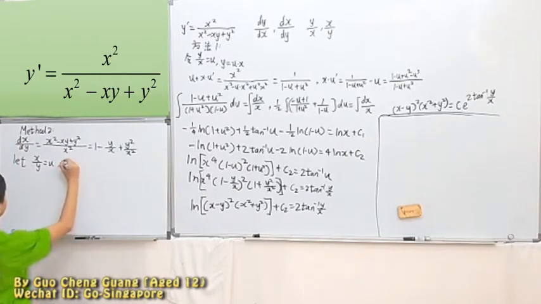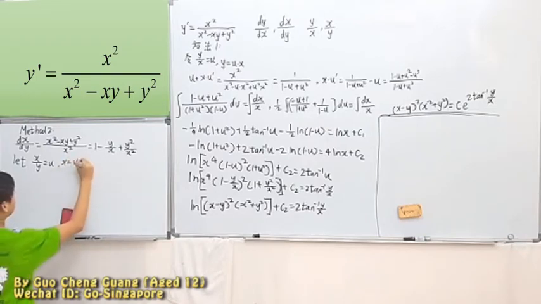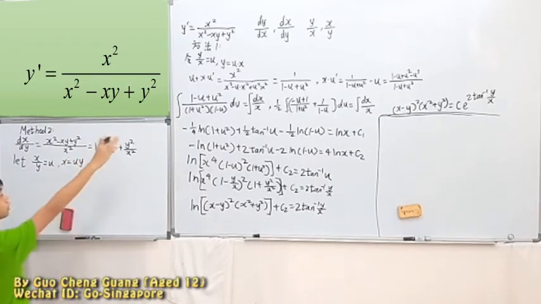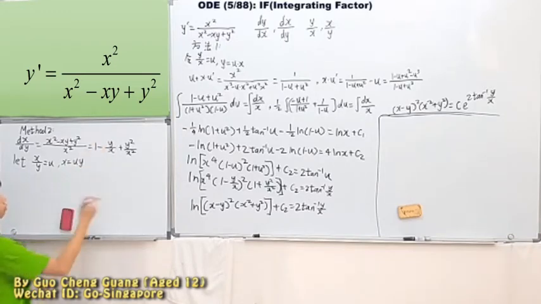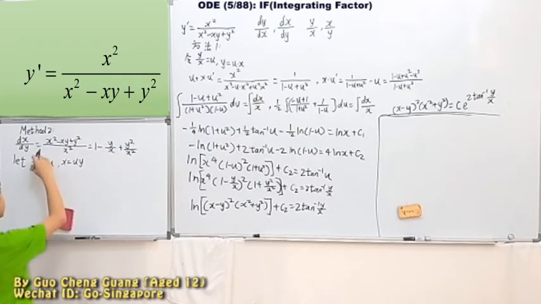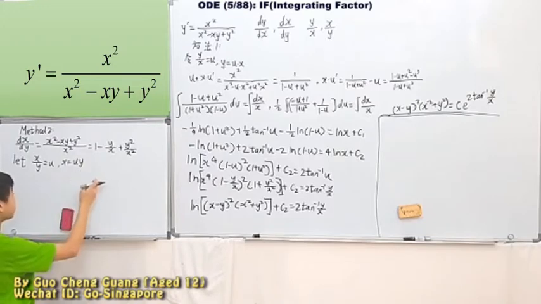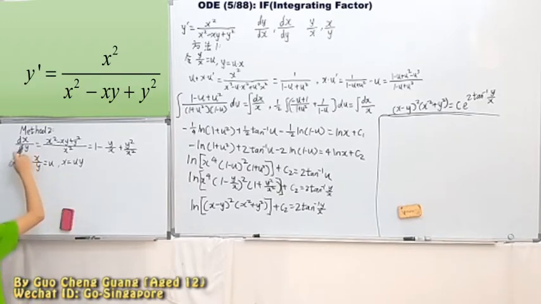Then that means you have to change this. In the first method, y over x is equal to u. In that case, you change the y for u and x, and u becomes a function of x. In this case, now x over y is equal to u. That means you change this x for u and y, and u now becomes a function of y. So here, for this part, use the product rule.